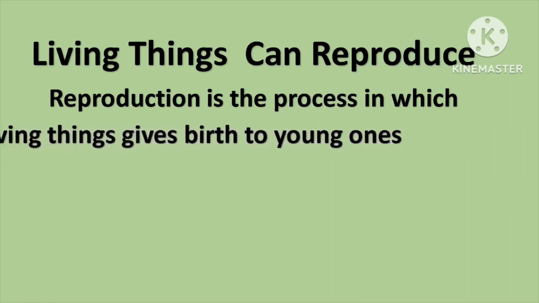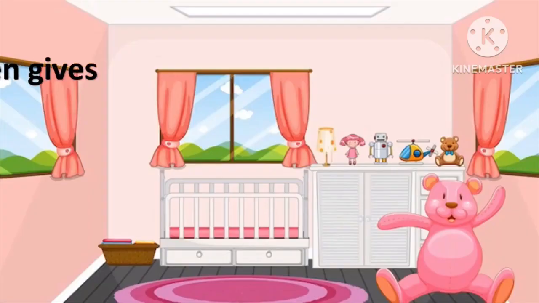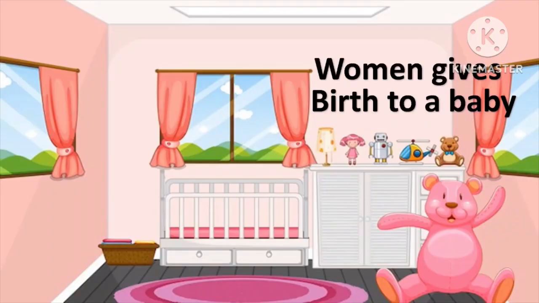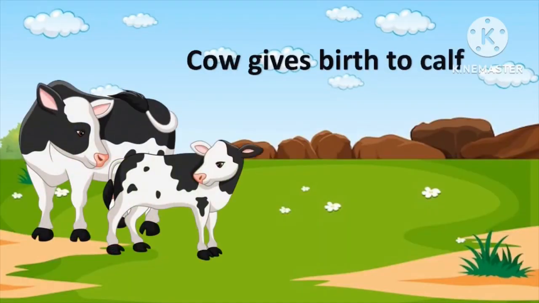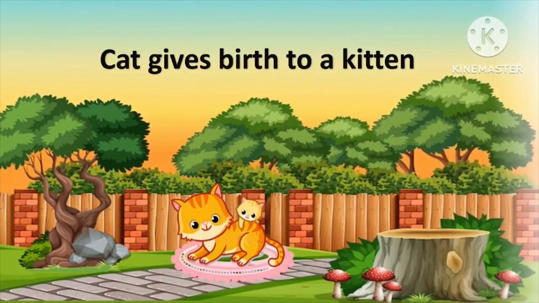Living things give birth to young ones of their own kind. A dog gives birth to a baby. A cow gives birth to a calf. A cat gives birth to a kitten.